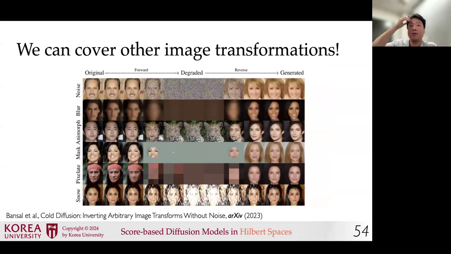So this means that the Hilbert diffusion model can include operations other than just blurring. We can include masking or pixelating, as you saw before. Therefore, we can say the diffusion model in Hilbert space can explain how Cold Diffusion, presented in 2023, works.